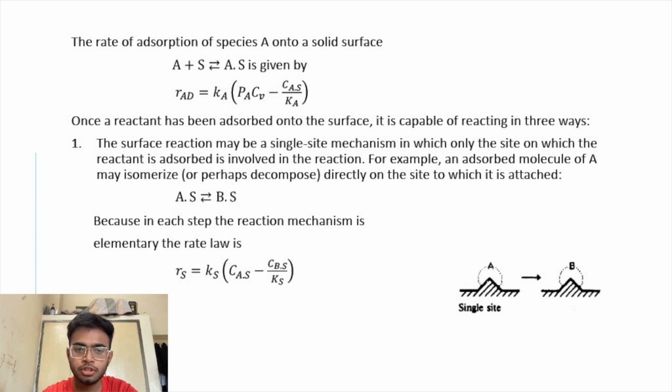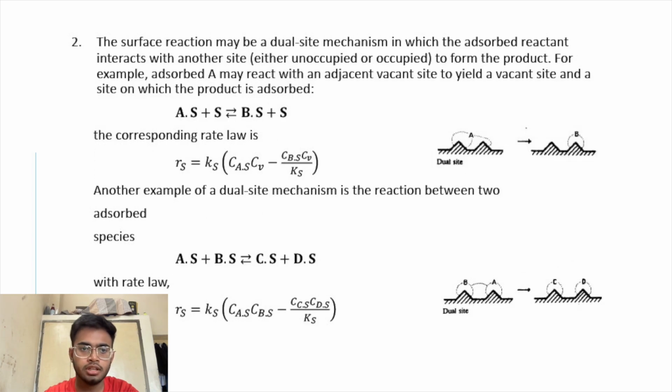Because in each step the reaction mechanism is elementary, we can obtain the rate law as: rate of reaction of S is equal to the rate constant of S into the concentration of A minus the concentration of B upon the rate constant of the site. The second case is as follows.